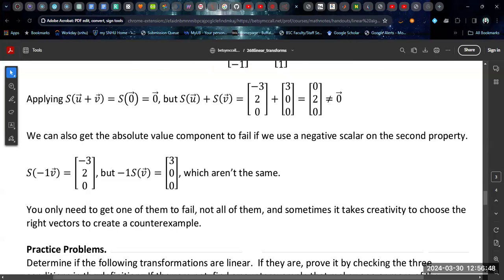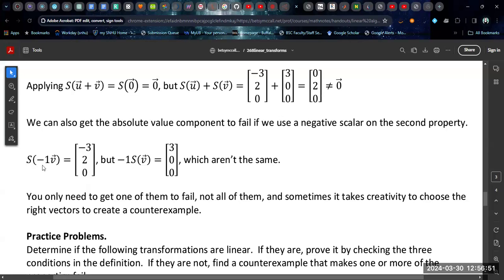We can also show that it's not going to work on the second property as well, because if I take the transformation on V, I know that I got 3, 0, 0. But if I take the transformation and apply it to negative V, I get negative 3, 2, 0. And so, in fact, if I apply that negative 1 on the outside of my transformation for V, I get negative 3, 0, 0. And these are not equal to each other, and therefore it also fails on that second condition. So when you're proving that it's not linear, you just need to find it to fail in one spot. You don't need to prove that every condition fails, because sometimes one of the conditions will be fine and one of the conditions won't.